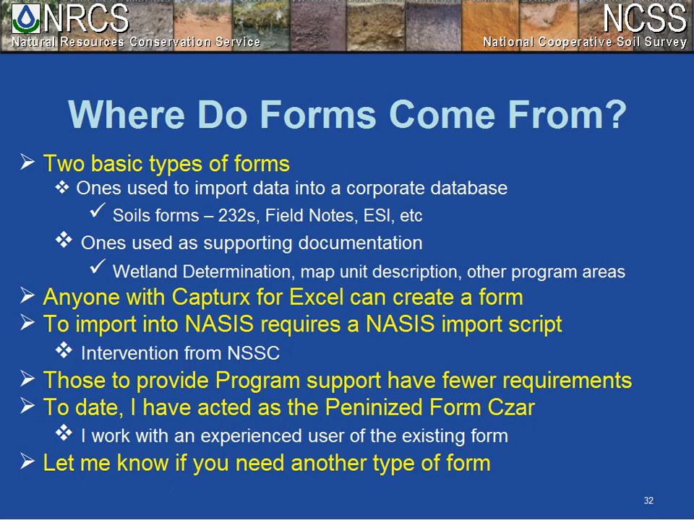Now those forms that provide program support have fewer requirements. The data's not going anywhere. They just create the form and do the necessary back end stuff in Excel, and it's done. I am working on a Soil One form. The state would like to capture all the historical data. I'll consider that a program support form, although there's a lot of data on there that could go into NASIS.